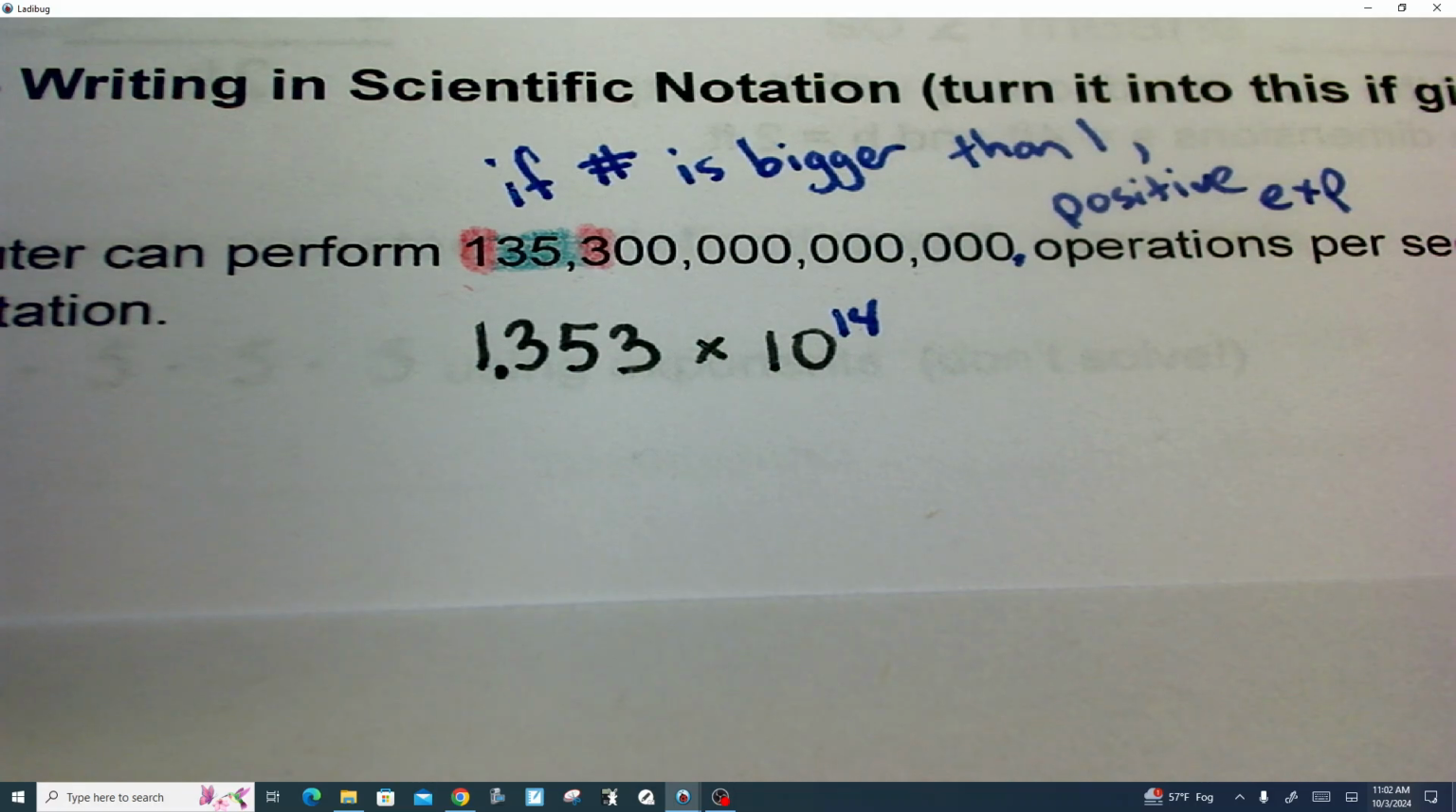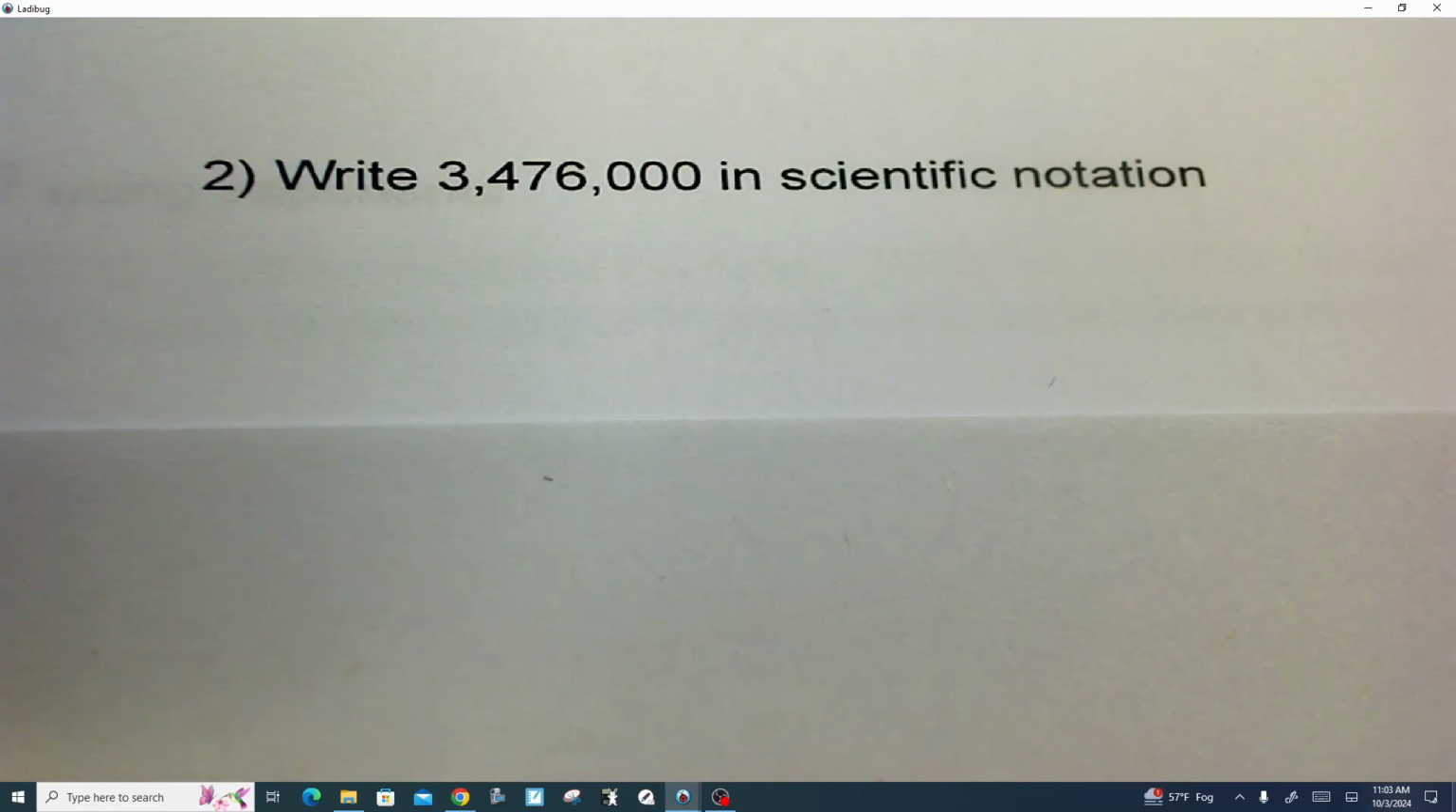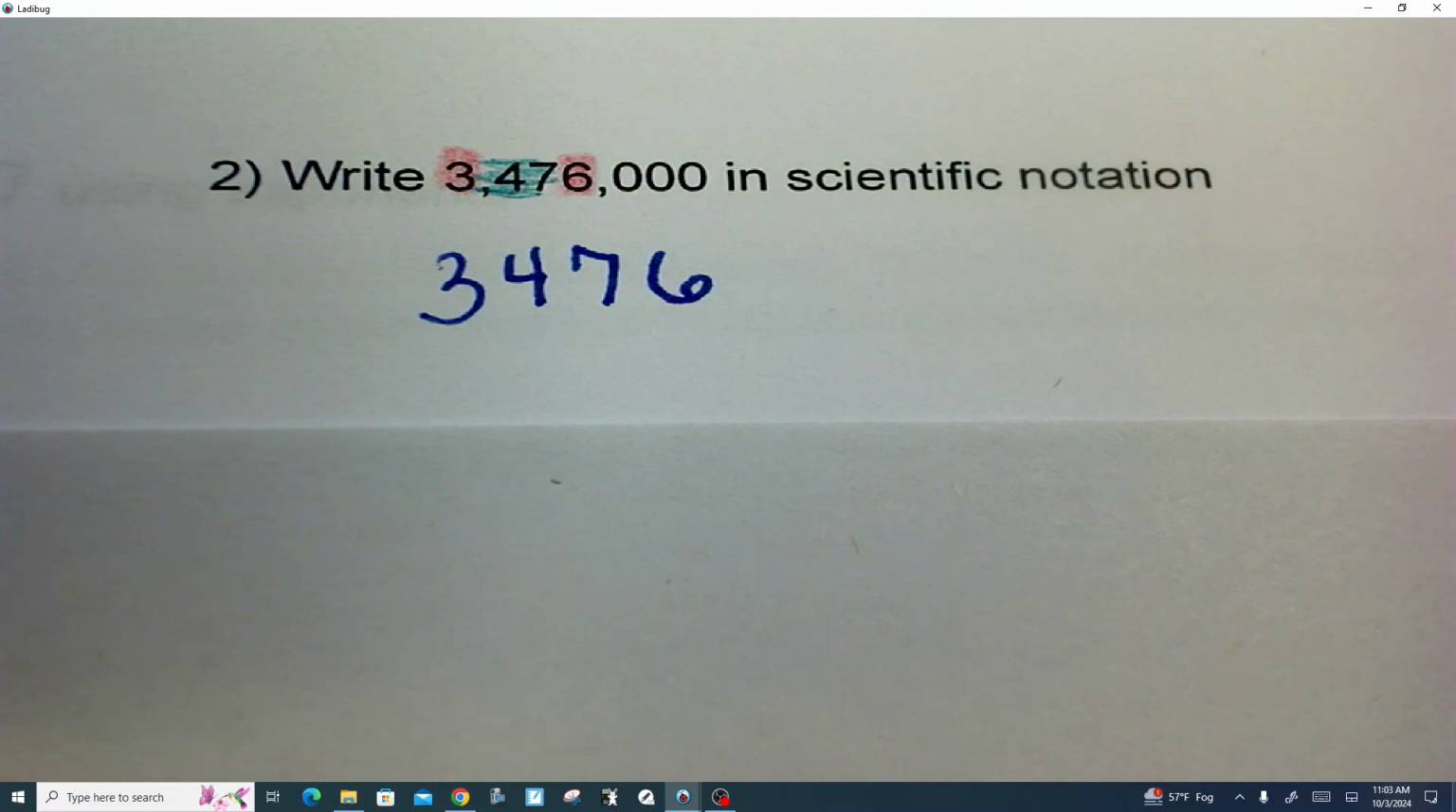Now, let's come down here and do number 2 together under the check. Please write this in scientific notation. No problem. What's the first number not 0? What's the last number not 0? Anything trapped in between those two numbers? Pull those numbers out. Don't forget to put the decimal in the proper place. Times it by 10.